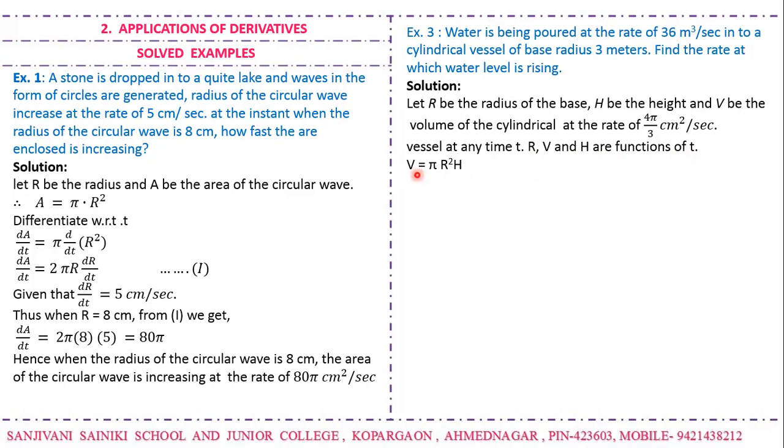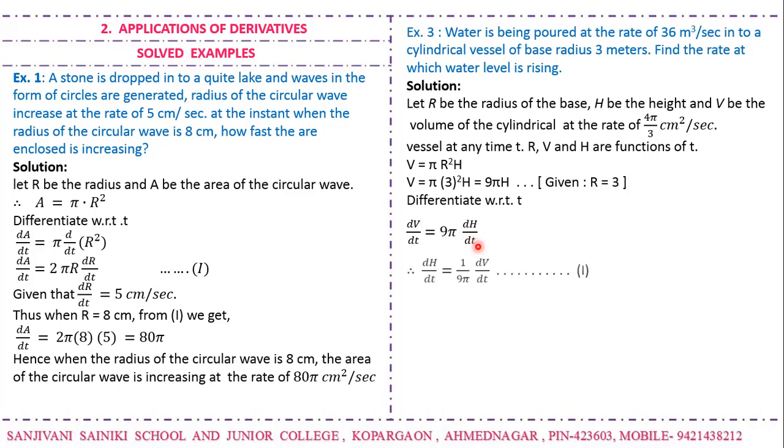So what is the volume of that cylindrical vessel? Pi r square h. So V is equal to pi. What is R? R is 3. It is given. Radius is 3 meters. H we don't know. So the V is 9 pi h. Now differentiate with respect to t. dV by, here there is no t. Again we have to differentiate with respect to h, then h with respect to t. So dV by dt is 9 pi dH by dt.